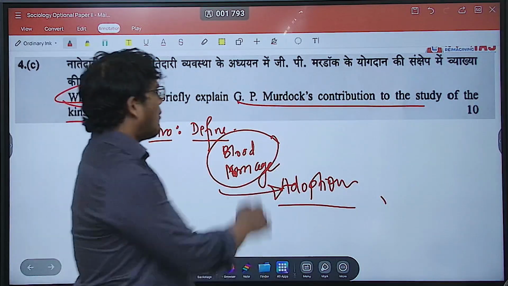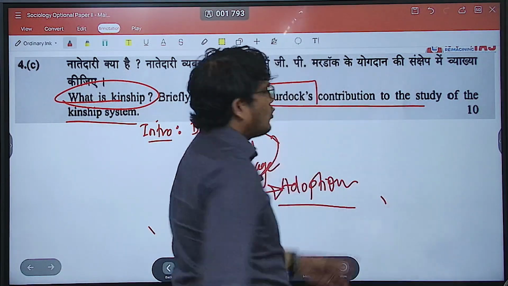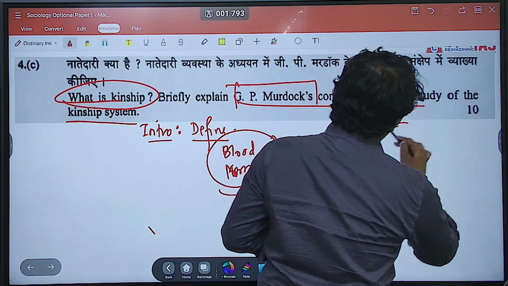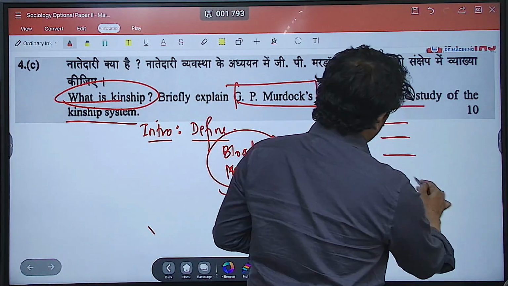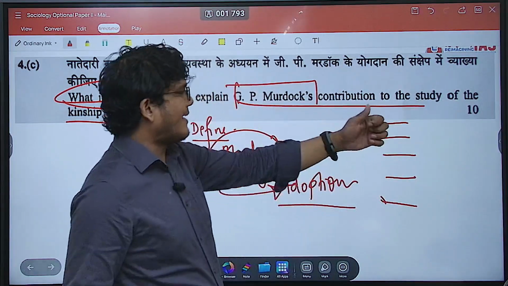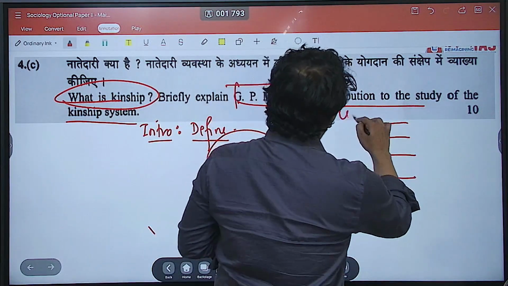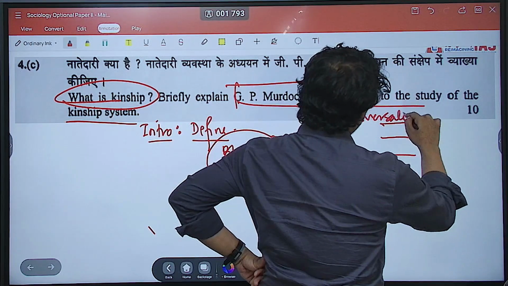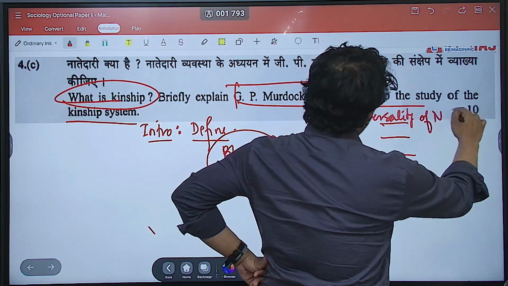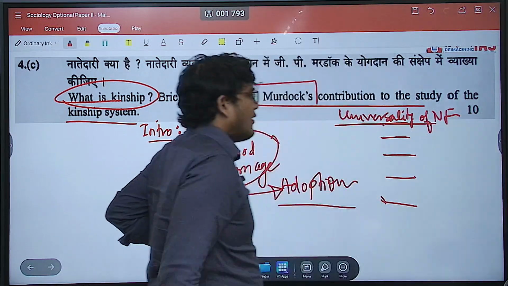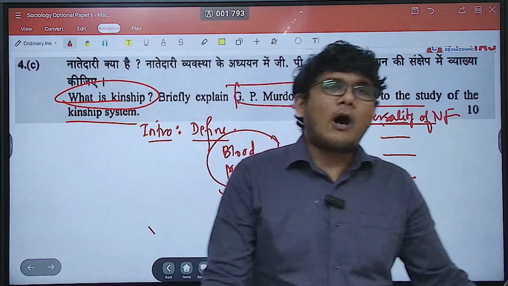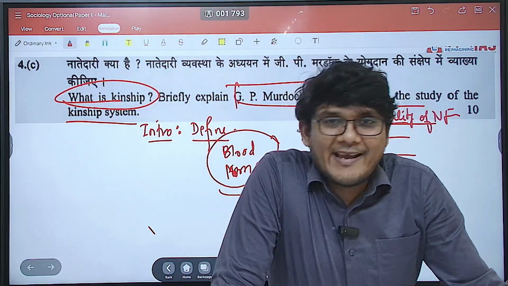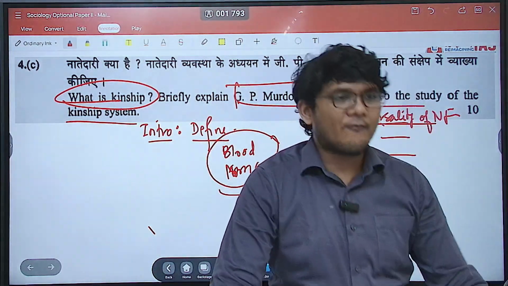Then you talk about G.P. Murdock's contribution to the study of kinship system. So you talk about his studies of kinship system using various things. For example, universality of nuclear family, in which he said that nuclear family exists throughout the world. In every geographical region it exists, so that is why it is universal and it is the way forward for the society.